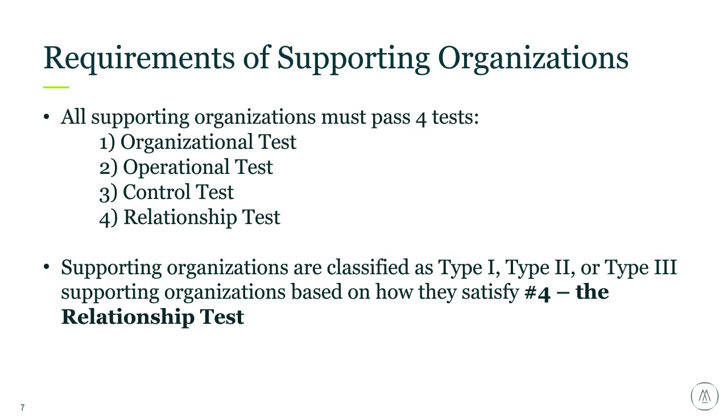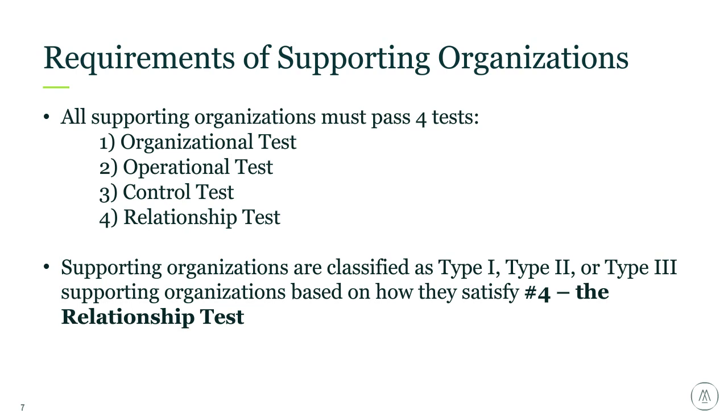And really, without this relationship, without some type of connection to a public charity, the organization would be classified as a private foundation. Ultimately, supporting organizations are classified as Type 1, Type 2, and Type 3, both functionally integrated and non-functionally integrated, based off how they satisfy this last test, the relationship test.